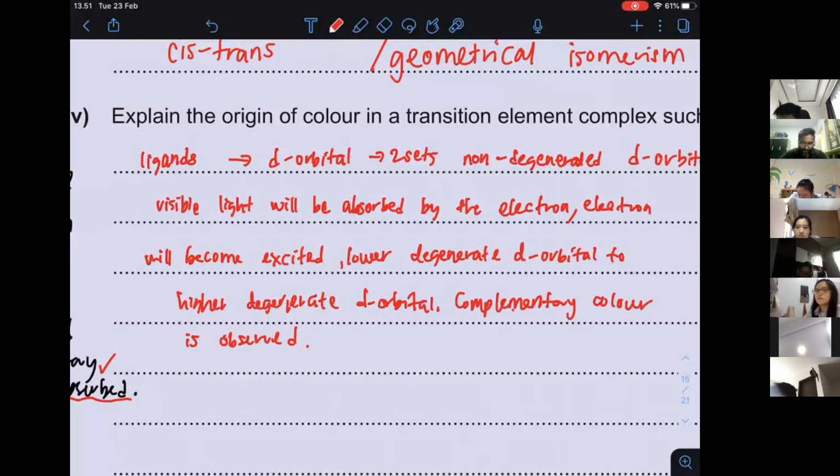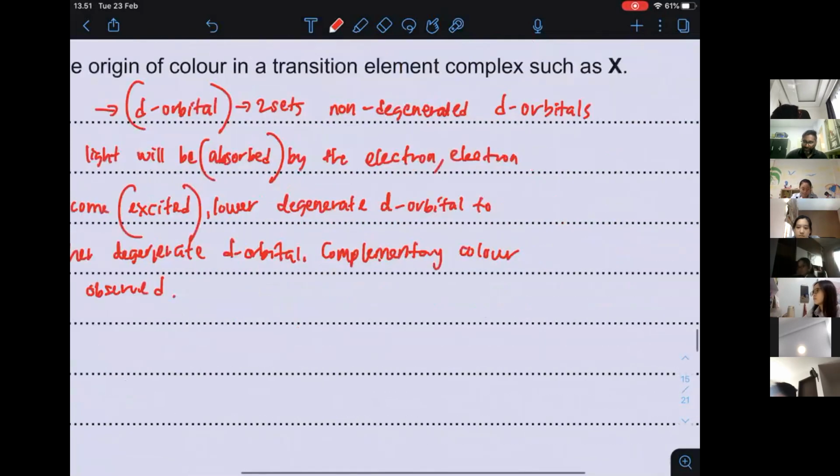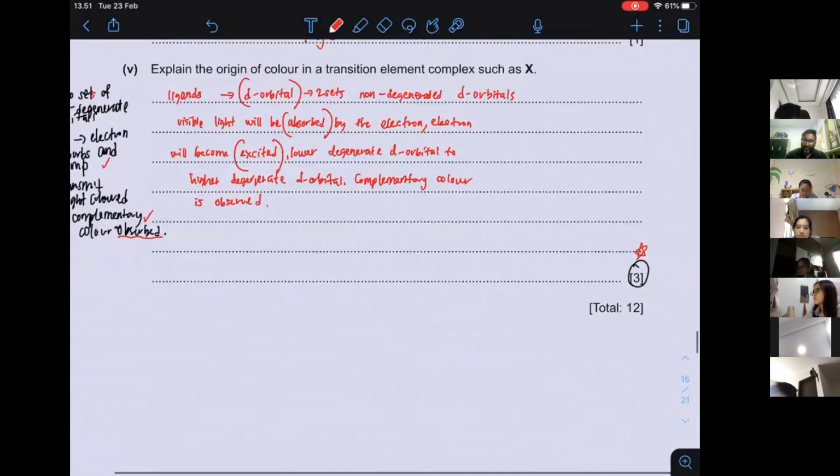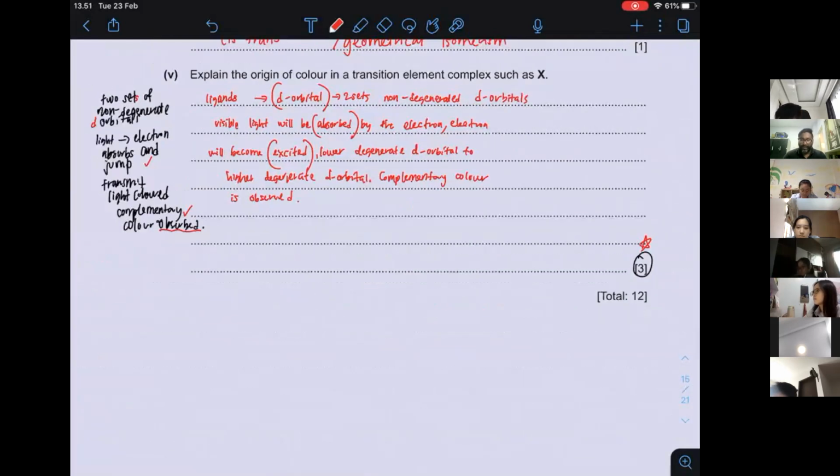So 3 marks: d orbital, different energy, light will be absorbed, electron becoming excited. These are the 3 points that they are looking for. If you are not sure, please refer to the marking key. If you notice also, they don't use the term degenerate orbitals.